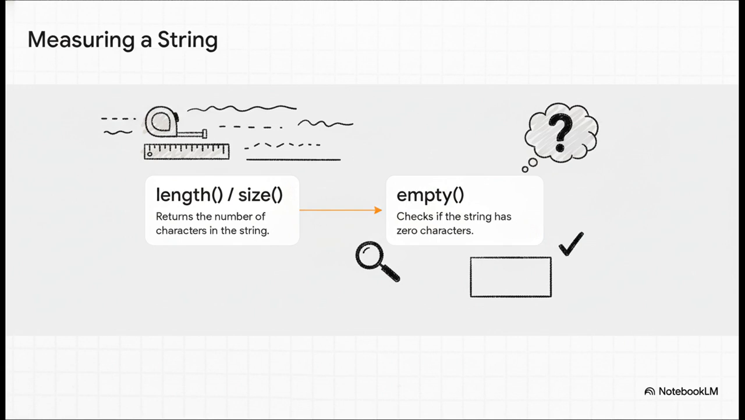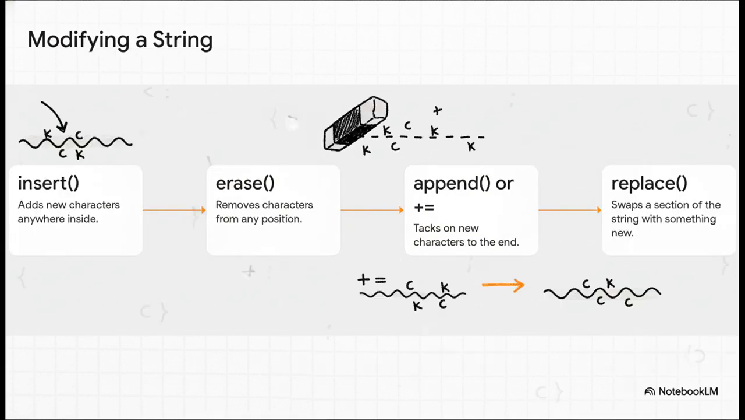Nope? Okay, great. Now, strings are meant to be changed. They're dynamic. And your toolkit is ready. Want to shove some text right in the middle? Use .insert. Need to chop a piece out? .erase is your friend. Tacking something onto the end is super common, so you can use .append or just the simple plus equals operator. And if you want to do a complete swap out, .replace lets you target one section and drop in something totally new.